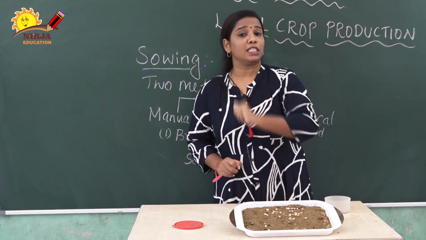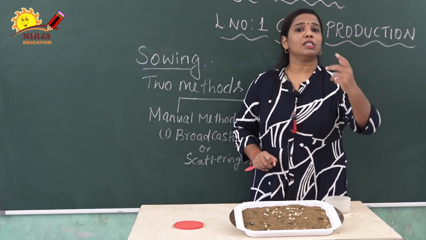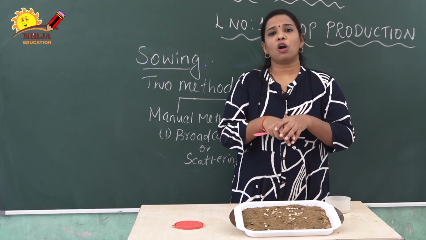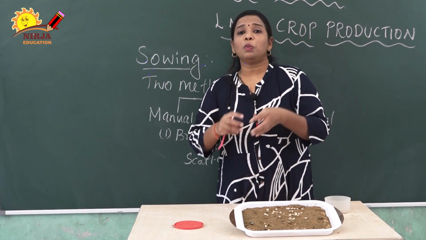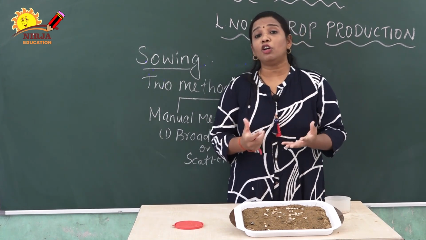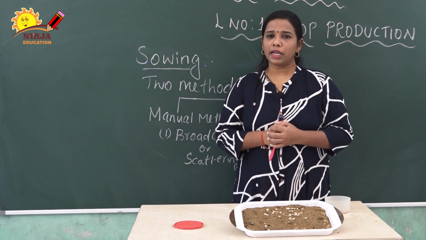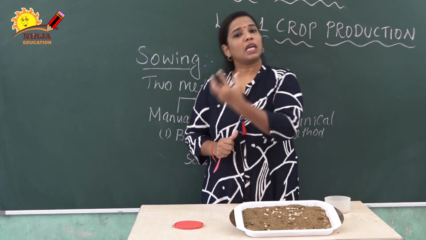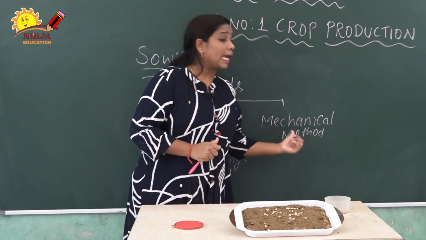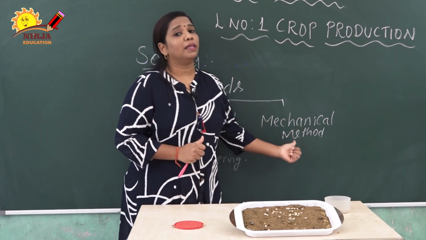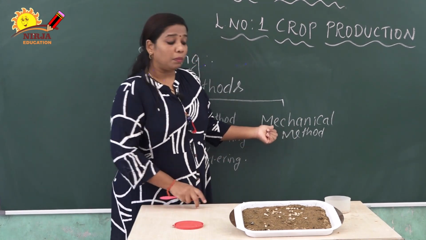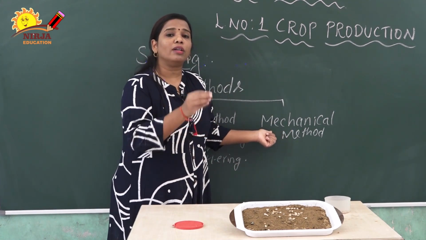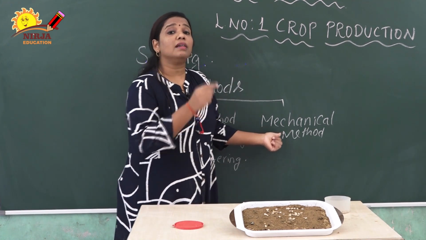Why is the broadcasting method disadvantageous? While scattering, the seeds do not fall at a particular distance. Everything falls together. So automatically, what will happen? Competition will occur between the seeds, so the yield will not be good, right? So which method is effective for sowing? The second method, called the mechanical method. What is meant by the mechanical method? With the help of a machine, an agriculture tool, they add the seed on the land. That method is called the mechanical method.